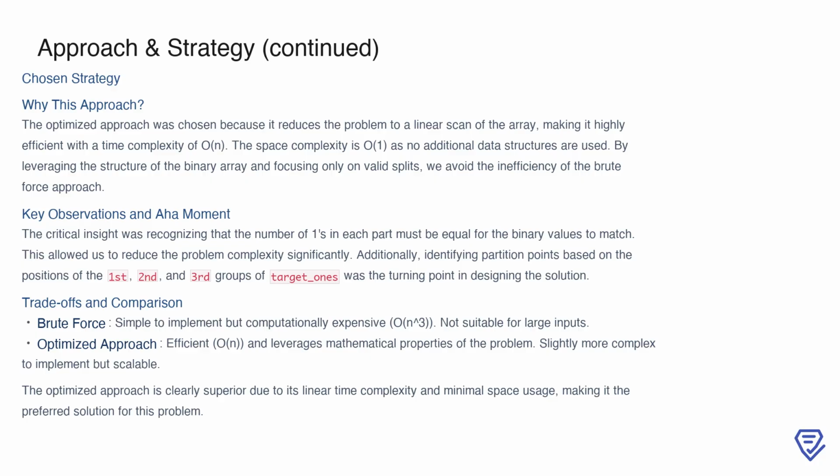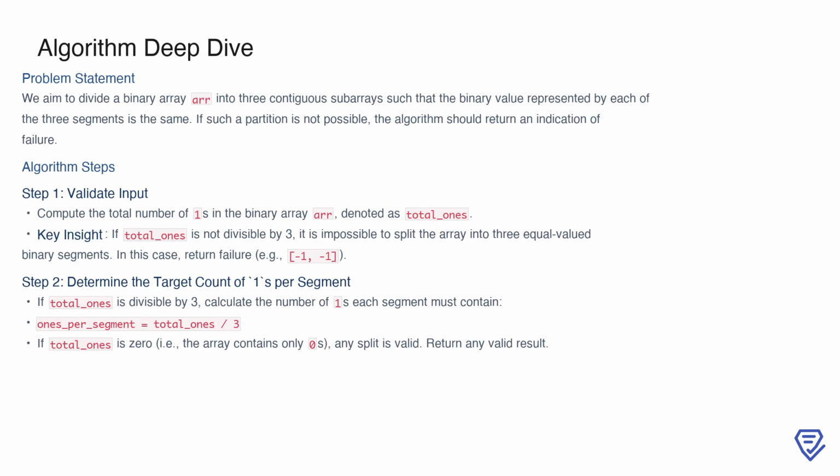While the brute force method is straightforward to implement, it's unsuitable for large inputs due to its inefficiency. On the other hand, the optimized approach is not only faster but also scalable and robust, making it the clear choice for this problem. The goal of this problem is to partition a binary array into 3 contiguous segments such that the binary value represented by each segment is identical. If this cannot be achieved, we need to return an indication of failure.